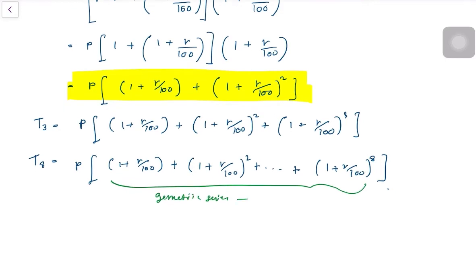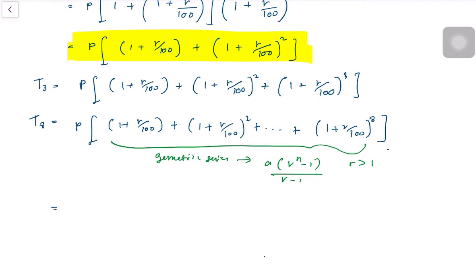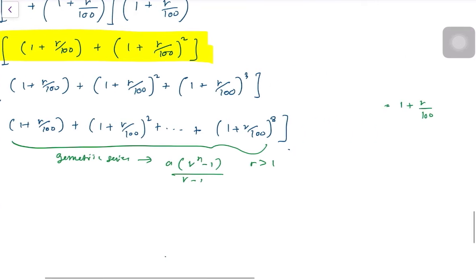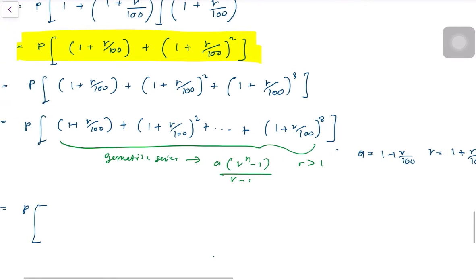Okay, so this is a geometric series, then we can use the formula of geometric series, a multiplied by r to the power of n minus 1 over r minus 1. Since we know that our r value is greater than 1, because the r value is 1 plus r over 100, then from here we should have p multiplied with the formula of geometric series. So our a value should be equivalent to 1 plus r over 100, and the r value also is 1 plus r over 100. Okay, so we just substitute into the formula accordingly.